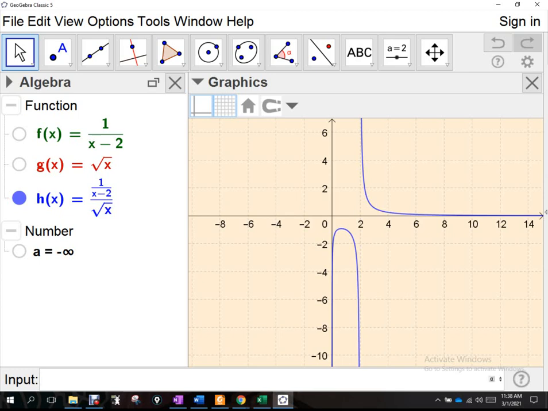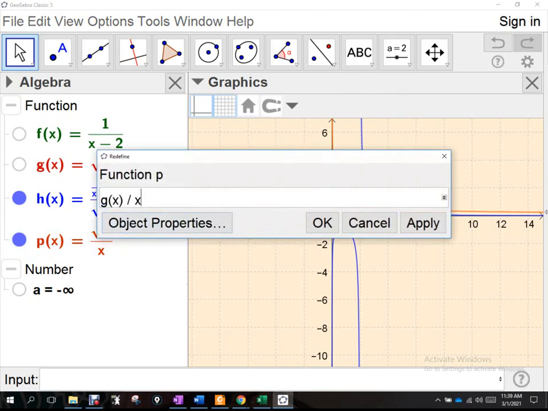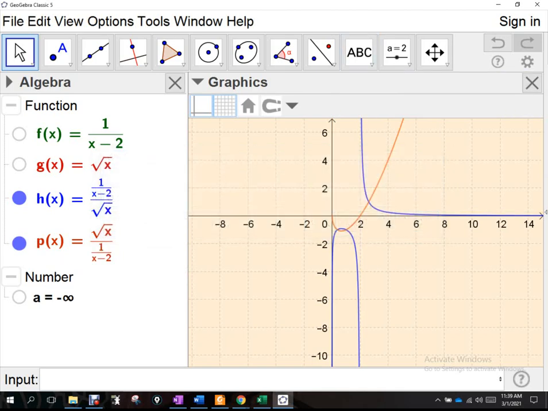Okay? If we did G divided by X, it looks like that function right there. Okay? Oh, I messed that up. I didn't want G divided by X. I wanted G divided by F. Sorry. And it looks like this. Now, it didn't simplify it. Okay? It did not simplify it.